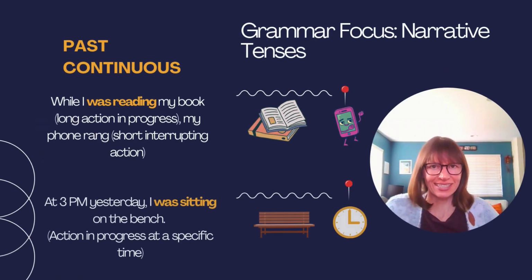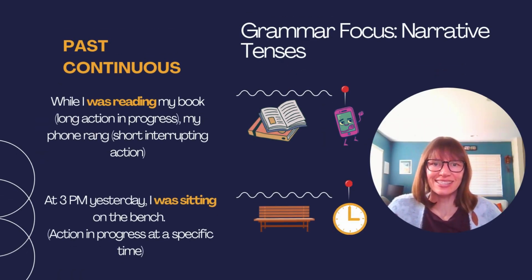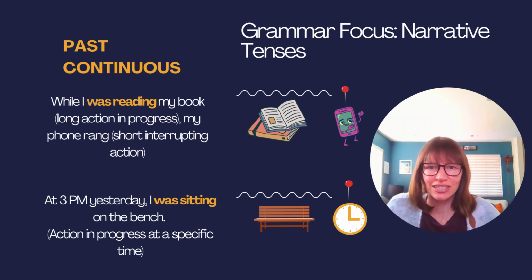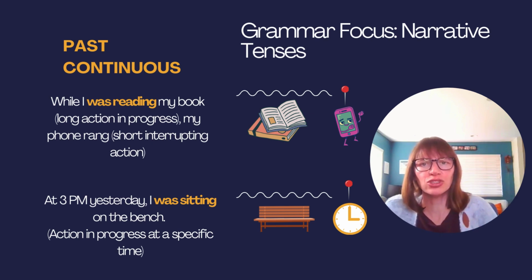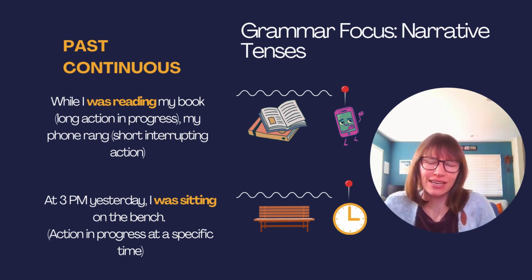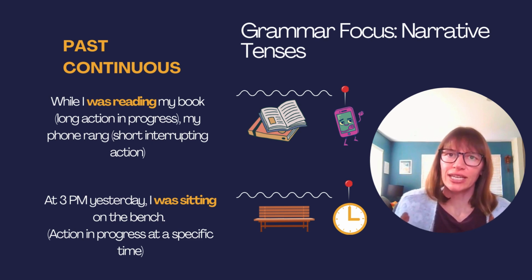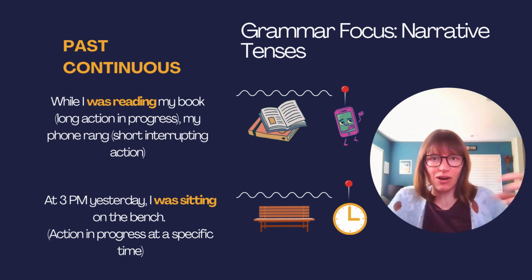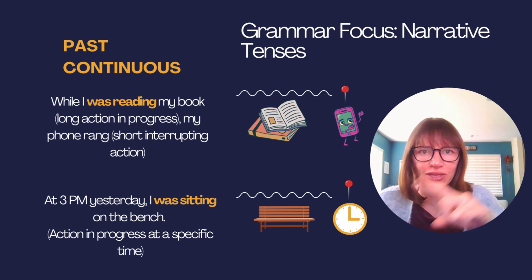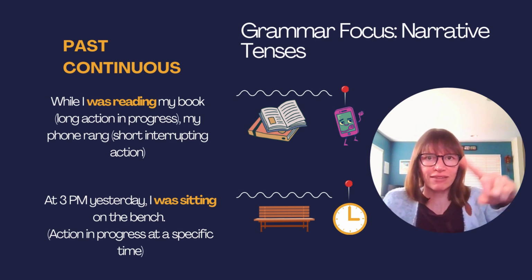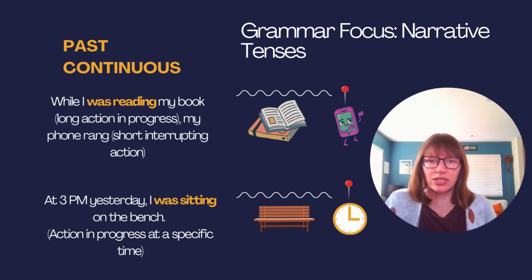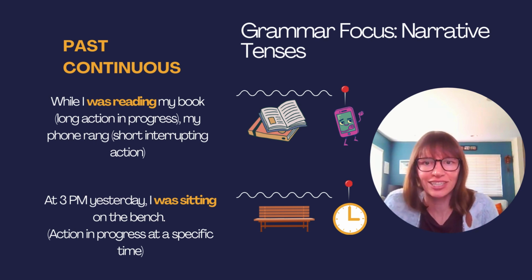Past continuous. This tense sets the scene or describes an action that was in progress at a specific time in the past when another shorter action happened. Let's think of this as background action. For example, while I was reading my book, this is the long action, I was reading my book. You can see the wavy line, the wavy squiggly line. My phone rang. This is that short interrupting action.